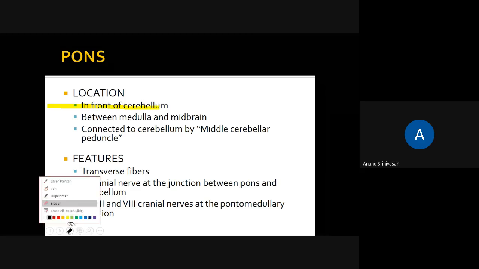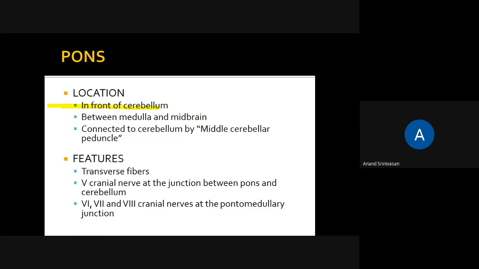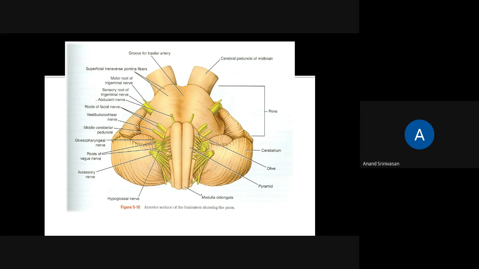Now, what are the other things which you need to know? In the case of the pons, we need to look at the transverse fibers, the fifth cranial nerve, what is the fifth cranial nerve? The trigeminal nerve, and the sixth, seventh, and eighth cranial nerves. So we'll see all the structures now.